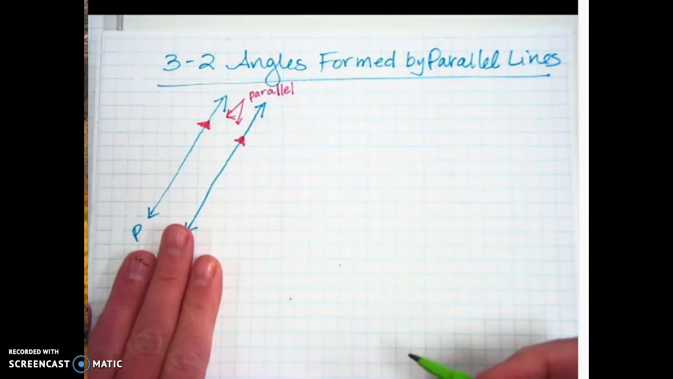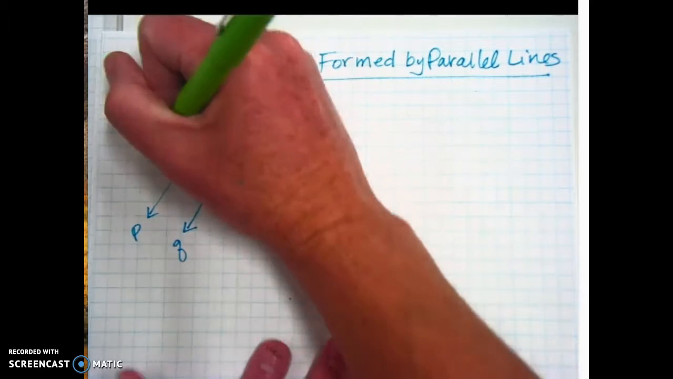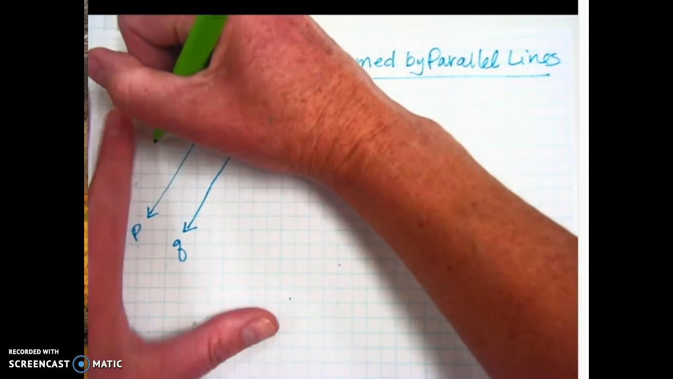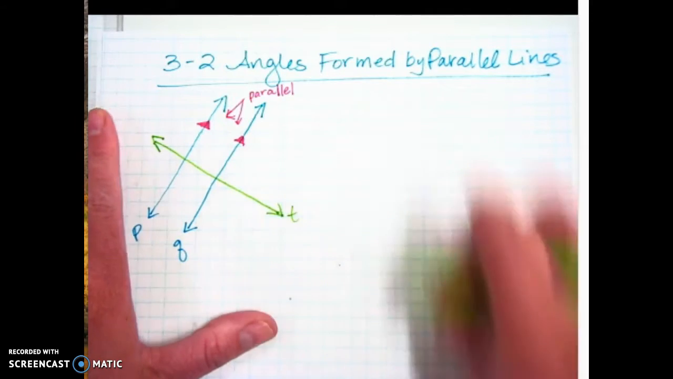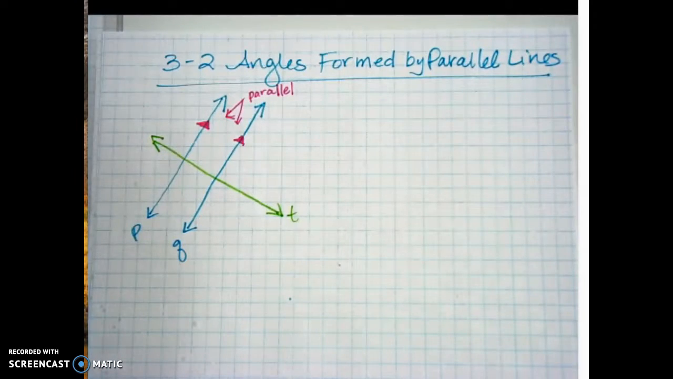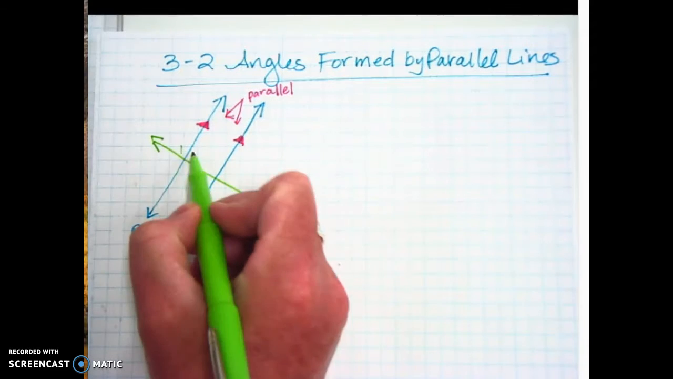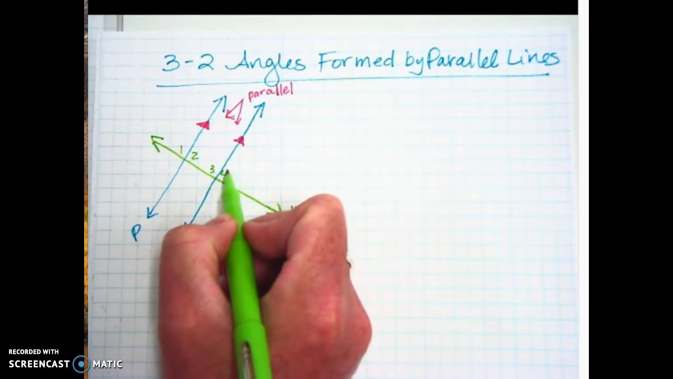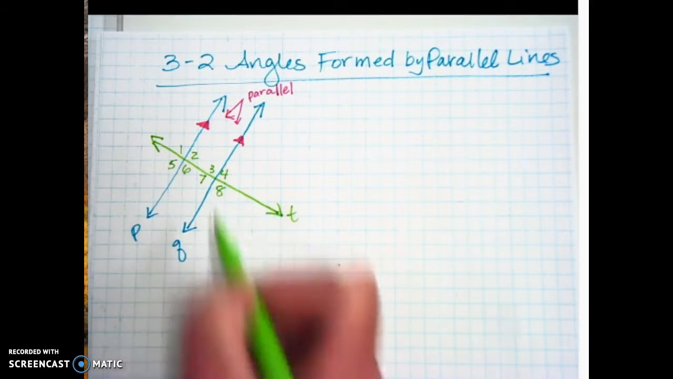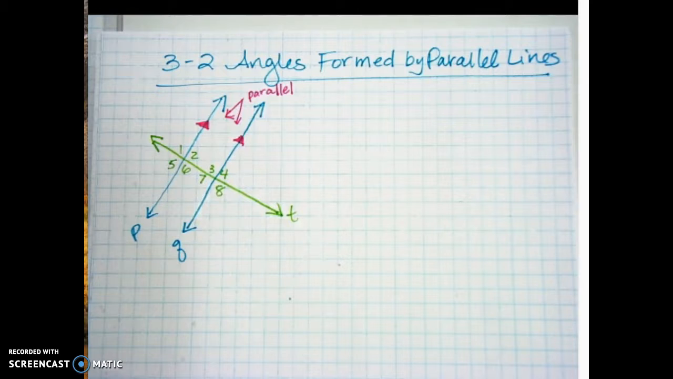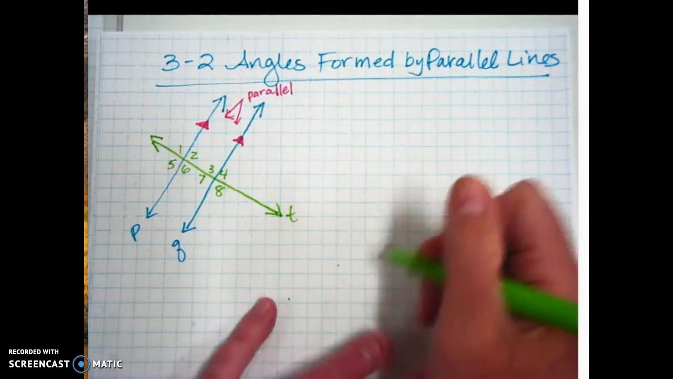So when you have the 2 lines parallel and they're cut by a third line, we'll call that line T, that's the transversal. It's going to create 8 angles. So we'll number them 1, 2, 3, 4, 5, 6, 7, 8. Numbered slightly differently than what you saw yesterday, but that's good to get your brain working a little differently.